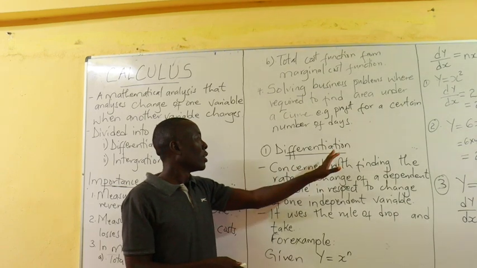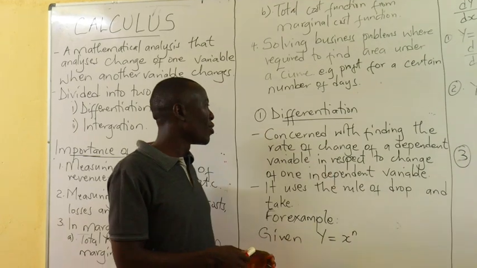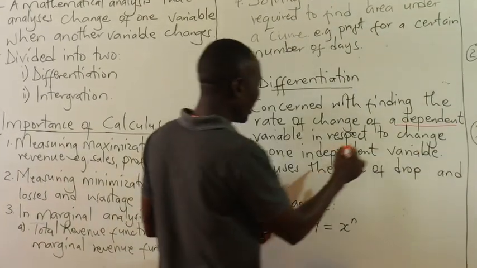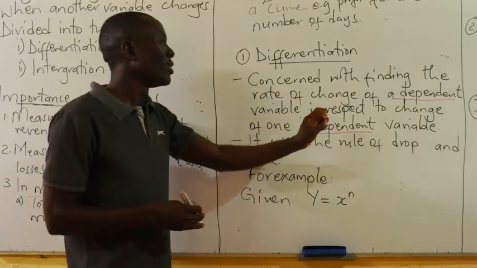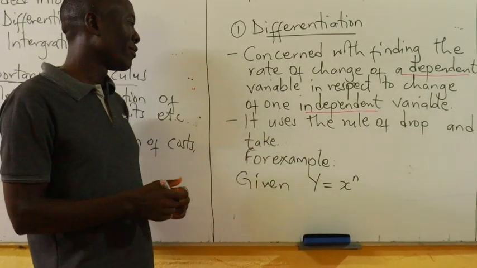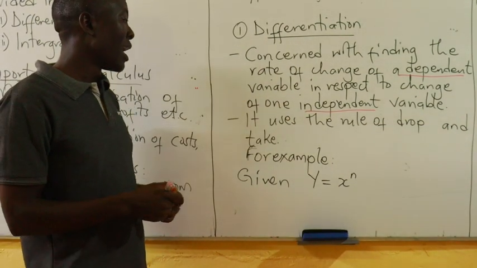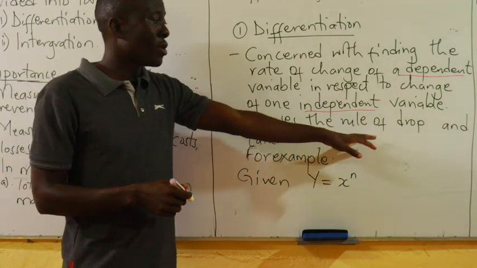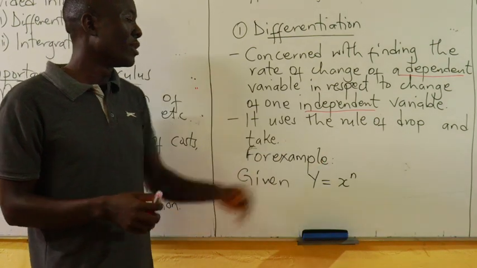So differentiation is concerned with finding the rate of change of a dependent variable. And the keywords here are dependent and independent variable. The dependent variable usually is a variable that changes in respect of the independent variable, and therefore when we look at how the two change, then we call it differentiation. And how we do differentiation is we follow just a simple rule of drop and take, and we are going to have an example of what we mean by drop and take.